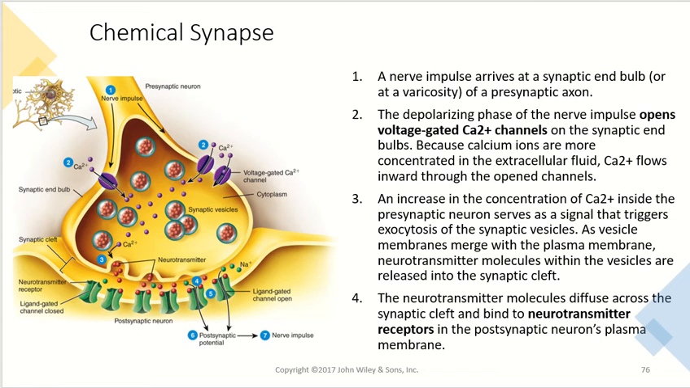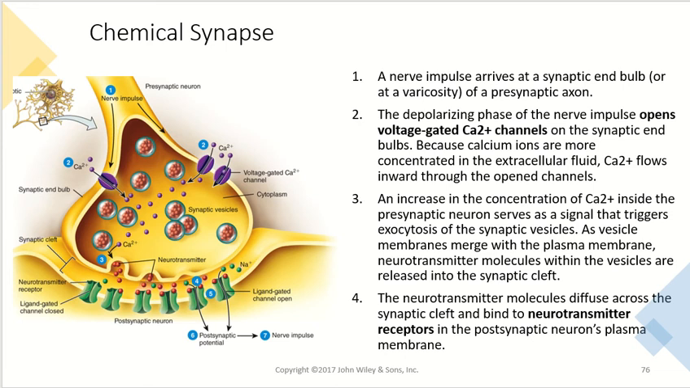So this increase in calcium concentration inside our presynaptic neuron is going to serve as a trigger or a signal that's going to trigger exocytosis of our little synaptic vesicles. And these synaptic vesicles are going to be packed to the brim with neurotransmitters. Those synaptic vesicles are going to bind to the cell membrane, and those neurotransmitters are going to be exocytosed into that synaptic cleft.